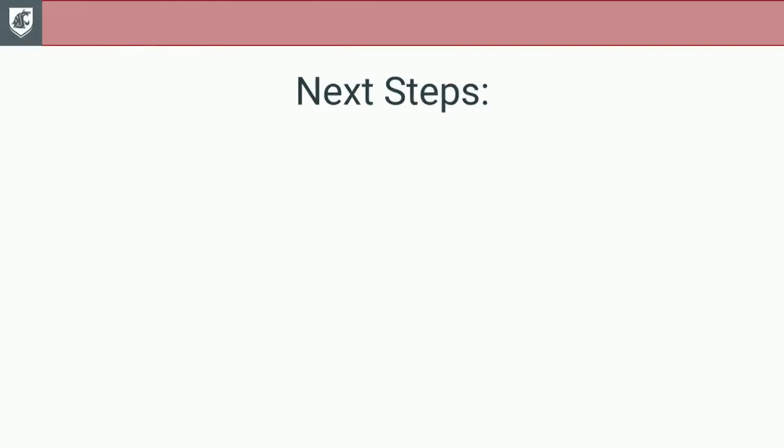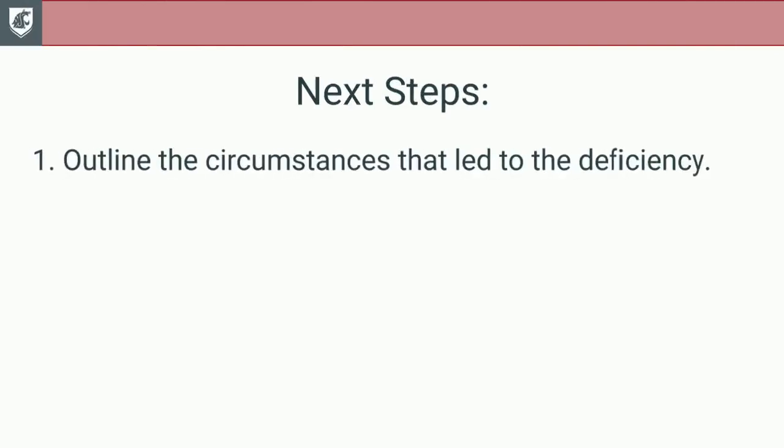Now that you are more familiar with SAP, you will move on to the next step in the appeals process. You will need to first outline the circumstances that led to the deficiency. Following that, you will explain your resolution. This should include specific steps you will take to make progress and an explanation of how your situation has changed to allow you to meet SAP requirements.